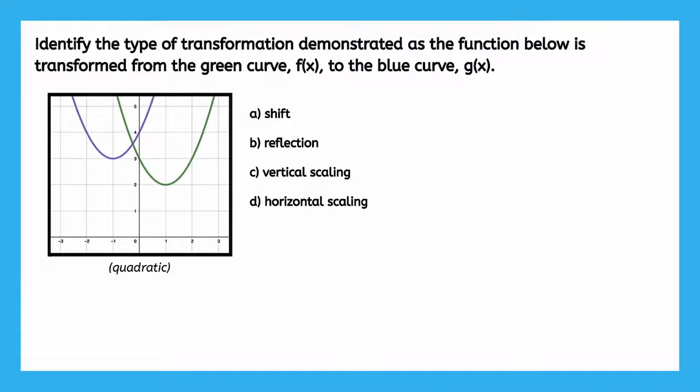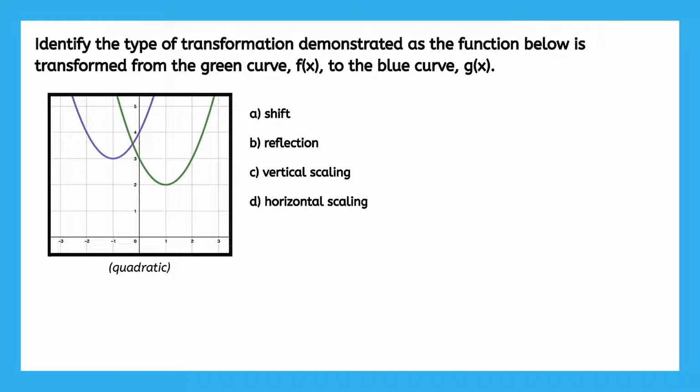All right, now that you know the name of all those different types of functions, let's look at the question. Identify the type of transformation demonstrated as the function below is transformed from the green curve, f of x, to the blue curve, g of x. All of the four options in this topic are transformations that you've seen before. So we have to choose between shift, reflection, vertical scaling, and horizontal scaling. Let's see what we can eliminate.